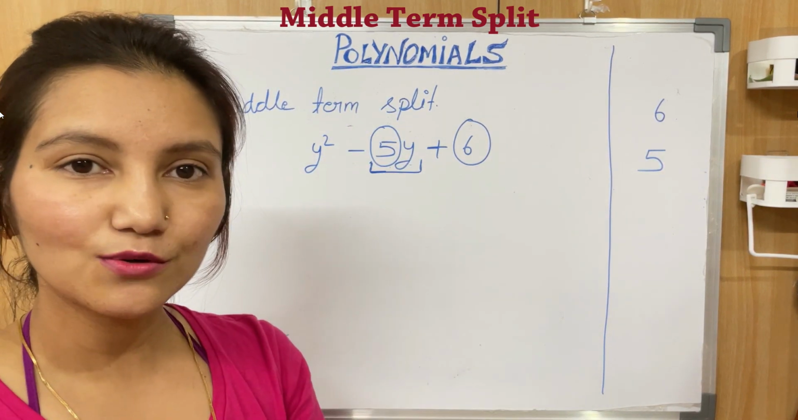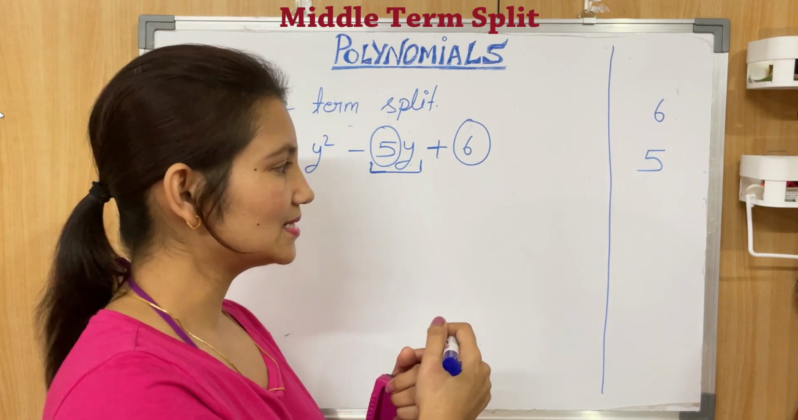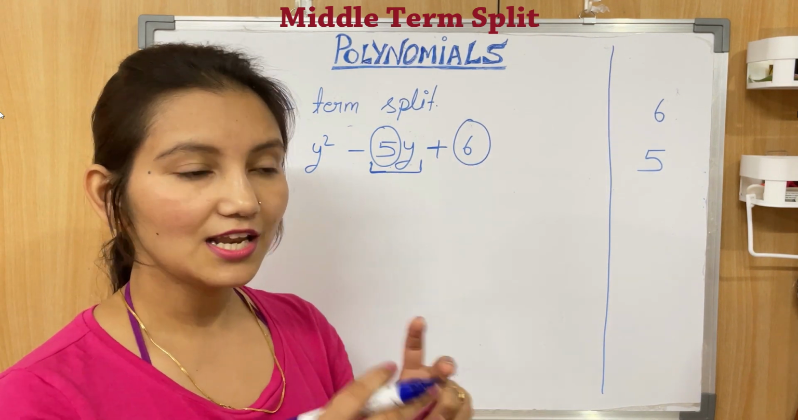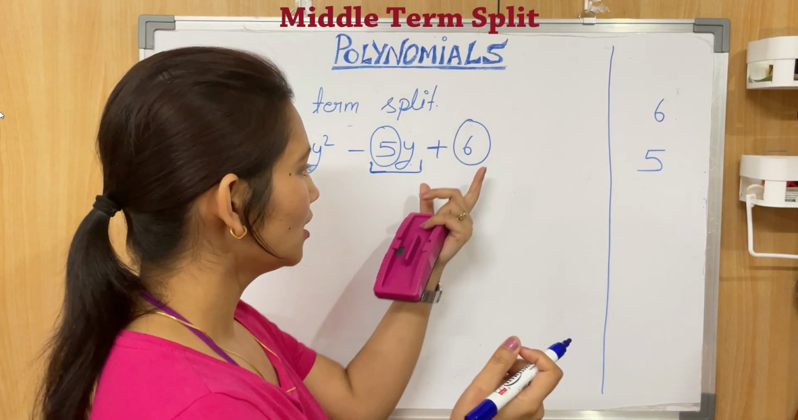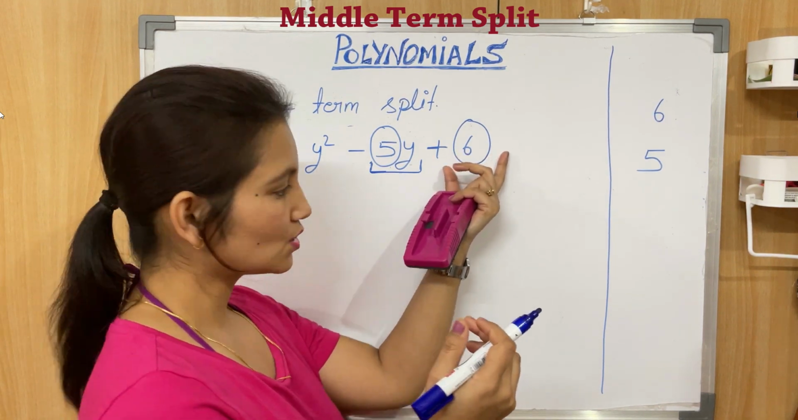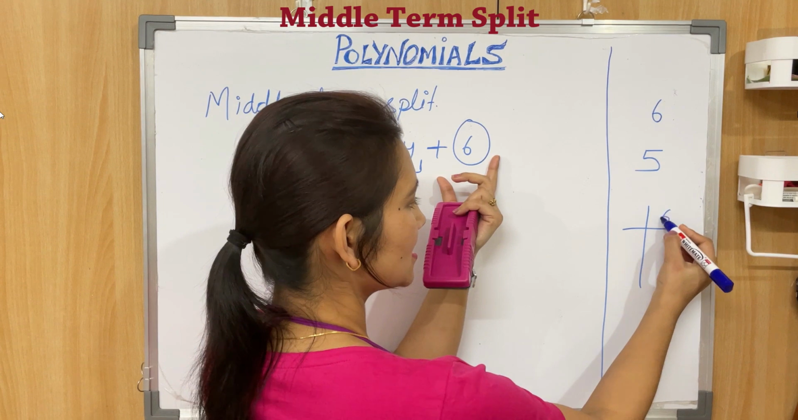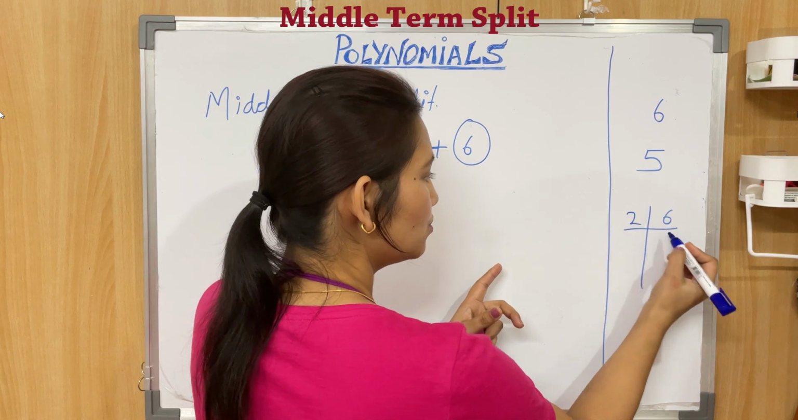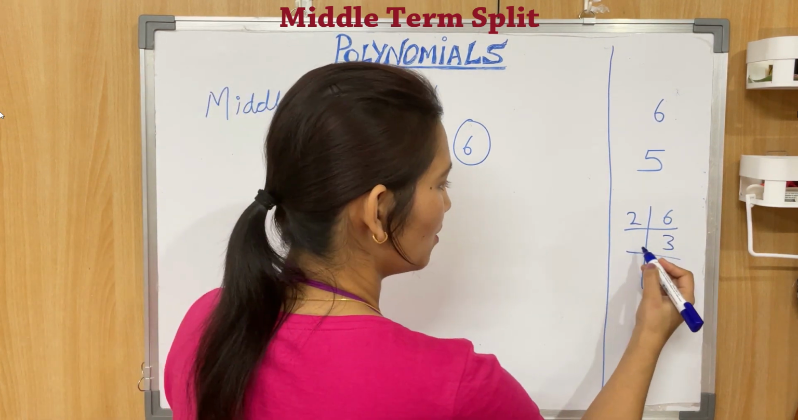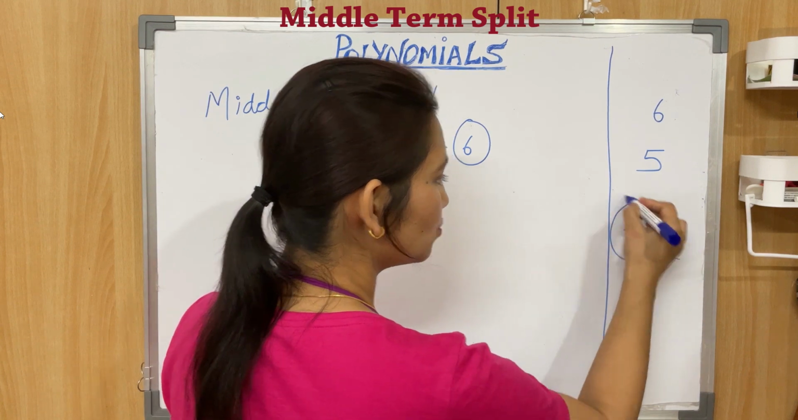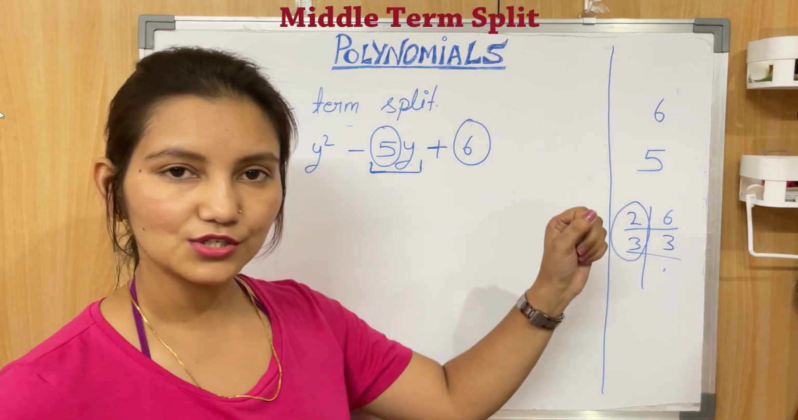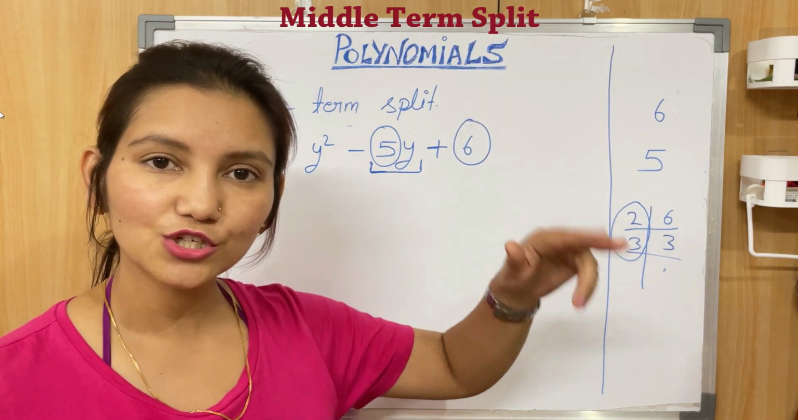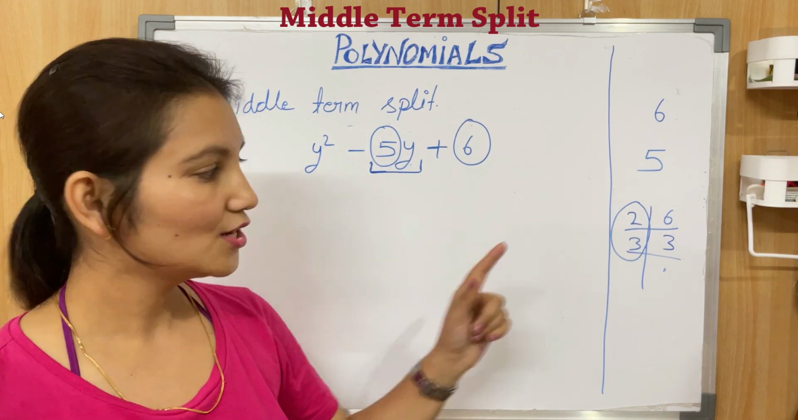So how can we find those 2 numbers? Here in this case it is easy, but still I'm telling you how to find it if it is a larger number. We'll just find the prime factors of this constant term. Here the constant term is 6, so I am supposed to find its prime factors: 2 times 3 is 6, and 3 times 1. So I have got 2 factors, 2 and 3. These are the 2 numbers, because 2 and 3 on multiplication give you 6, and on addition 2 plus 3 is 5. So we got our numbers 2 and 3.